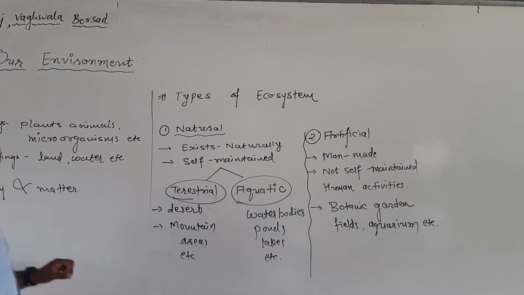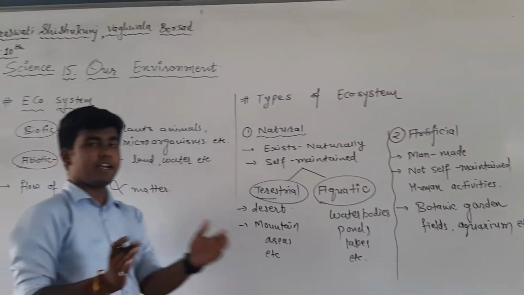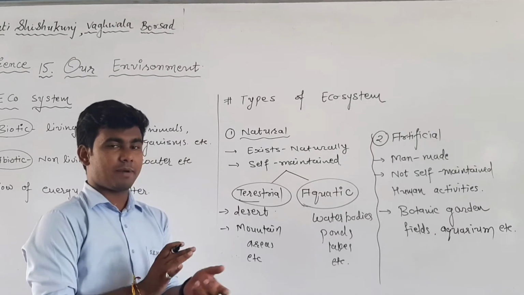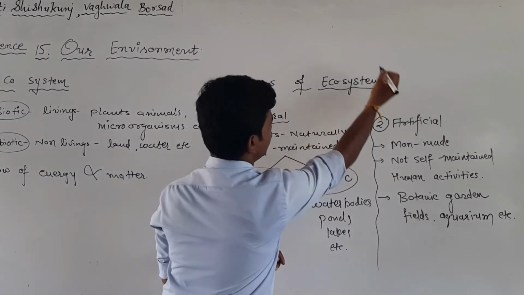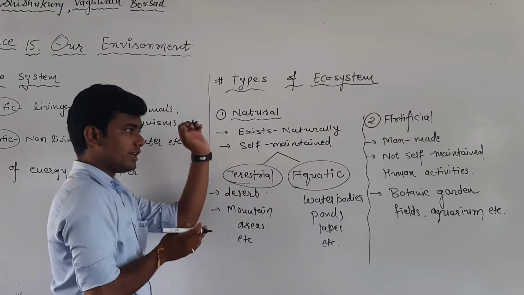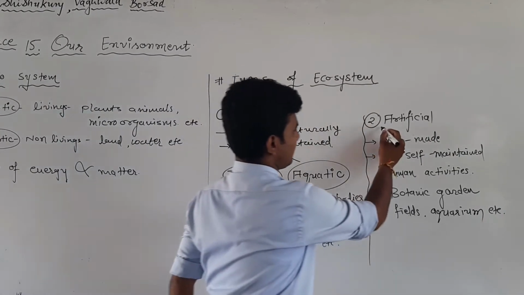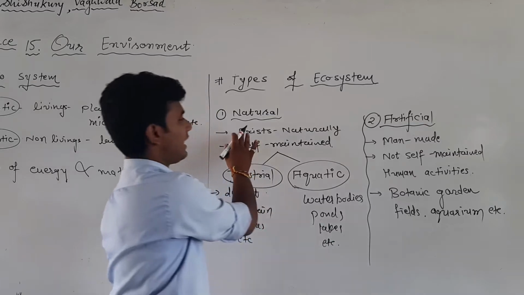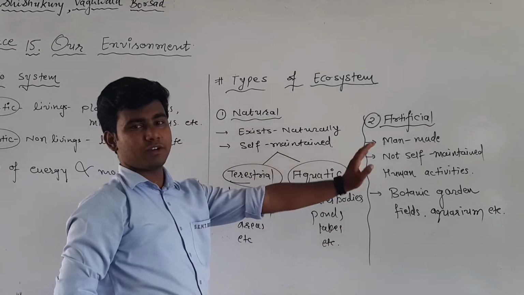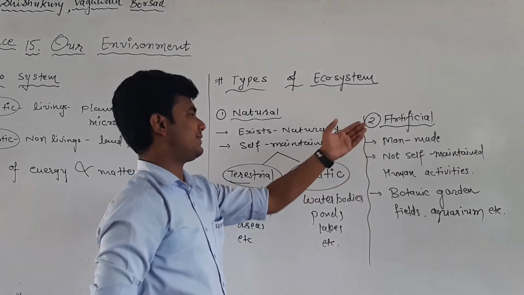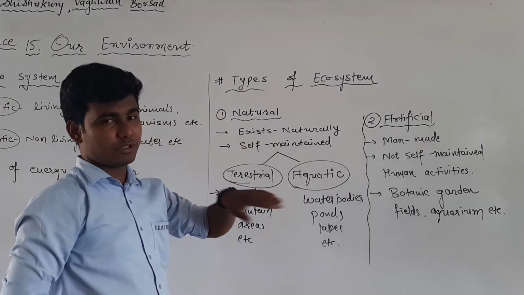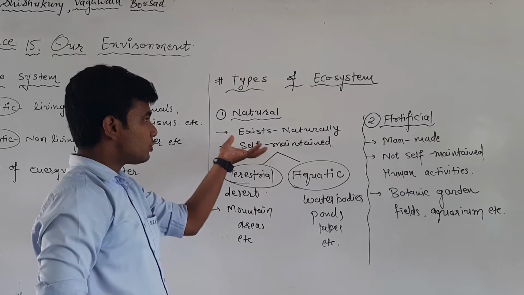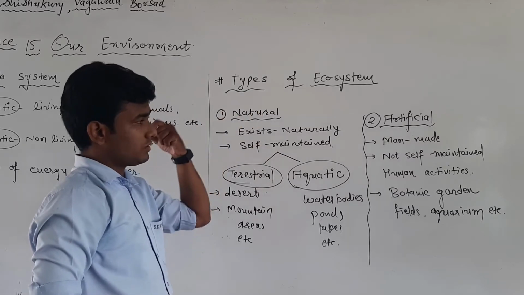So this way we can understand that what is called ecosystem. Ecosystem, it will be an interaction of the biotic and abiotic components. How many types of ecosystems are there? So there will be generally two types of ecosystem: natural ecosystem and artificial ecosystem. Natural ecosystem that exists naturally. Here artificial ecosystem, it does not exist naturally, it is man-made ecosystem. Natural ecosystem, it is self-maintained, so no human activities are required to maintain our natural ecosystem.